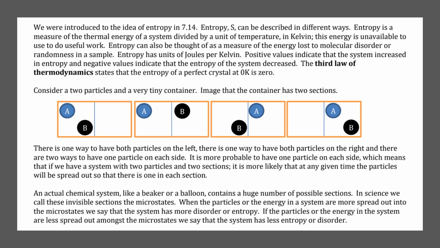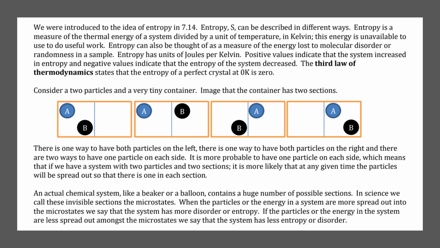So we were supposed to be introduced to entropy in Unit 7, but I postponed it until Unit 9. Entropy, symbolized by S, can be described in different ways. Entropy is a measure of the thermal energy of a system divided by a unit of temperature, usually in Kelvin. This energy is unavailable to do useful work. It can also be thought of as a measure of the energy lost to molecular disorder or randomness in a sample. The unit for entropy is joules per Kelvin.